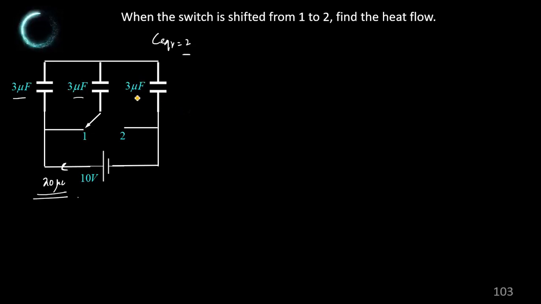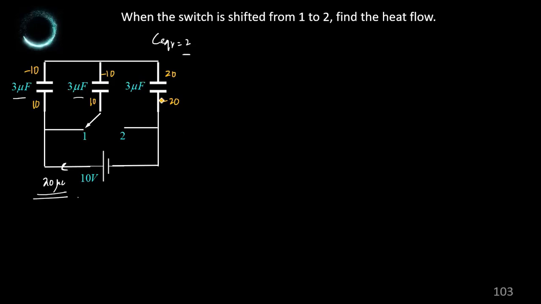Once the charge is flowing, we can mark the charge distribution. These two are in parallel combination, so here the charge will be plus 10, here minus 10. Here also plus 10, here minus 10. And here the capacitance is 2, so it should be plus 20, minus 20. This is the initial charge on each and every plate of the capacitors.